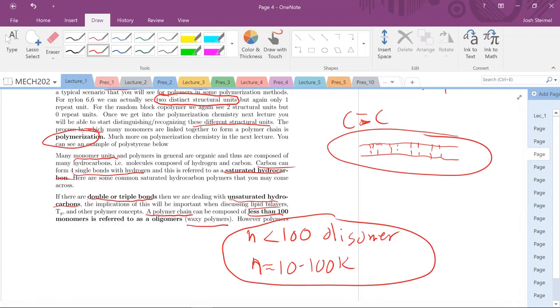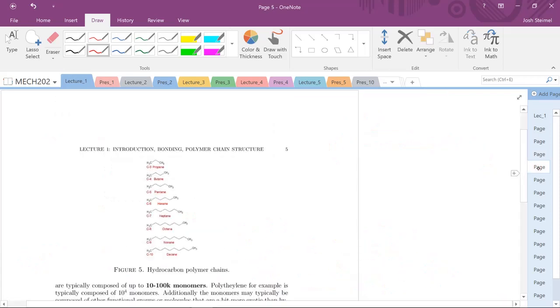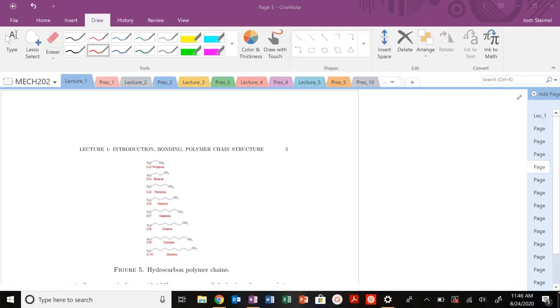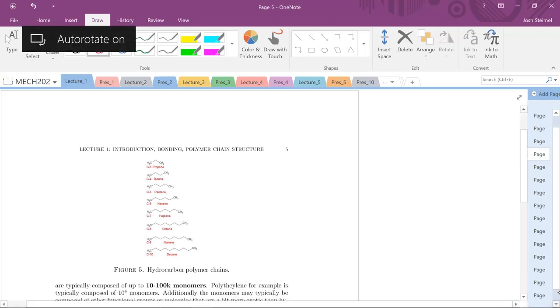And again, that's going to influence its Tg, the glass transition temperature. We'll talk a lot more about that later. Mechanical properties, melting temperatures, viscosity. It's going to change a lot of things about that kind of polymer. So again, typically you'll see those polymers composed of 10 to 100K.